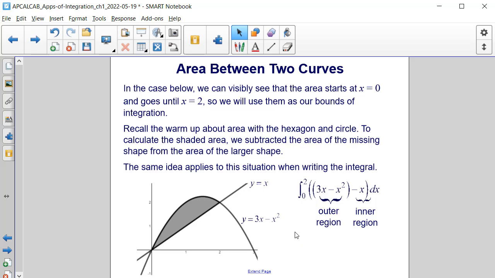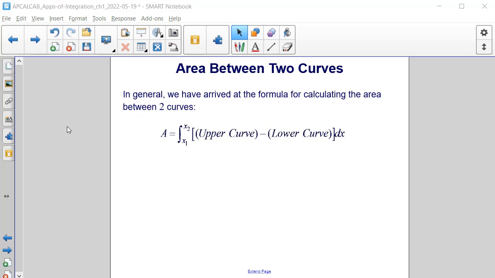Recall from the warm-up about the area of the hexagon and circle. To calculate that shaded region, we subtracted the area of the missing shape from the area of the larger shape. And the same idea applies to this situation when writing the integral. We have the integral from 0 to 2 of the outer region, which is 3x minus x squared, minus the inner region, which is x. And we're going to integrate and evaluate with respect to x.